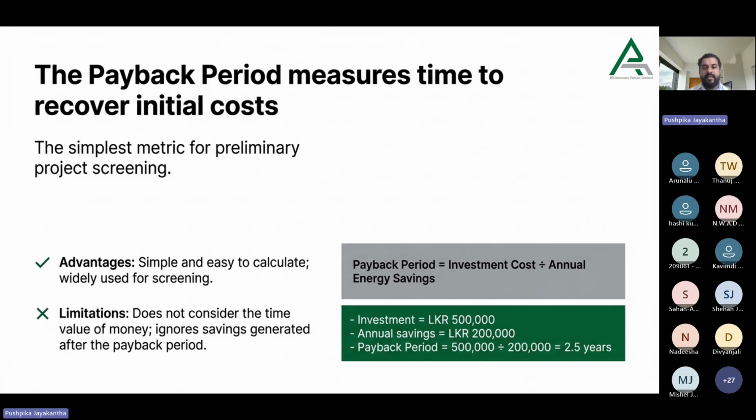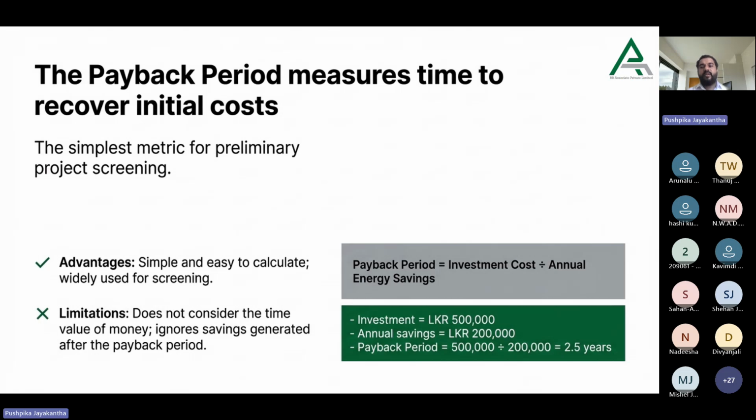The payback period is the simplest financial evaluation method, and it tells us how long it will take for the investment to recover its initial cost through energy saving. You can see this equation here. Payback period is equal to investment cost divided by the annual energy saving. And there's one example: investment 500,000, annual saving 200,000, and the payback period is 2.5 years.